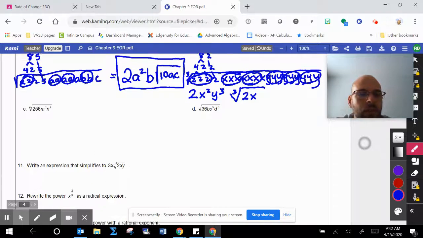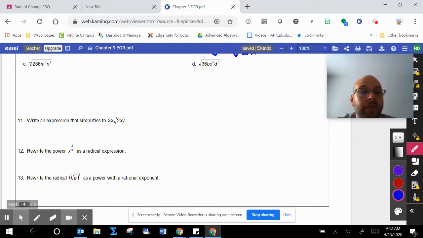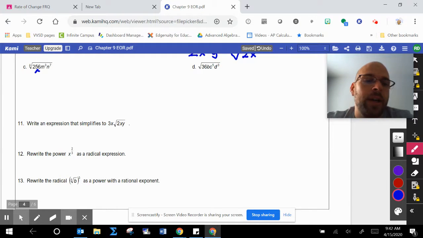Okay? Let's take a look at part C. So now I have a 4th root. So I don't want to use groups of 2. I don't want to use groups of 3. I want to use groups of 4. So if I have a 4th root, I'm going to break 256 down. Now here's where you might need a calculator. Okay? I'm going to break this down the best I can here.